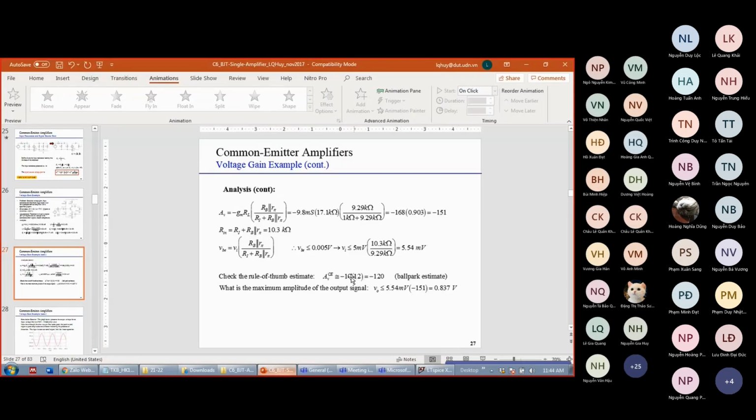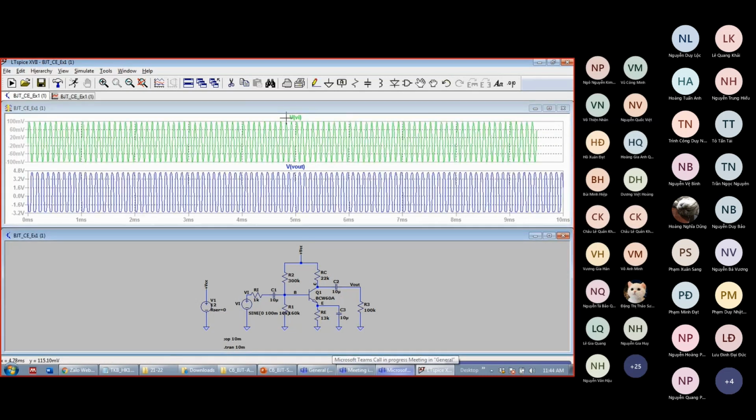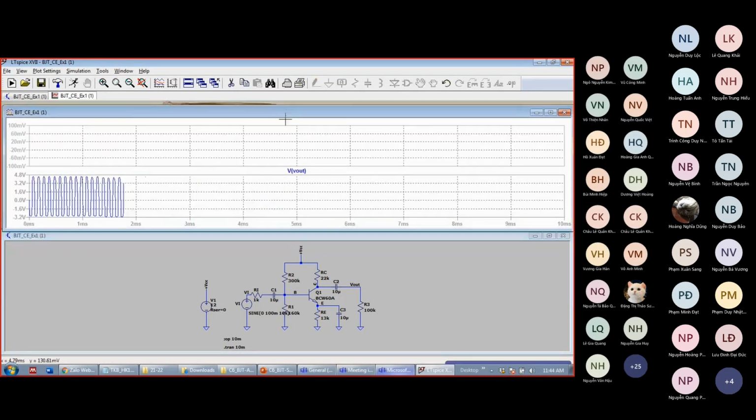Okay, so the condition for small signal here is Vi must be less than 5.5 millivolts. Okay, so here is Vi, we are checking with 100 millivolts. Let's see what happened. Voila, very interesting.